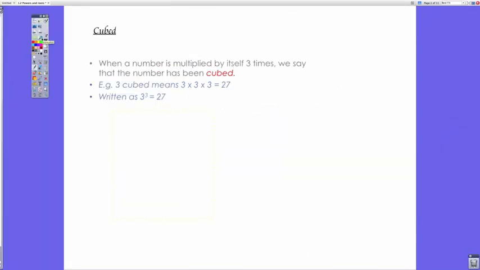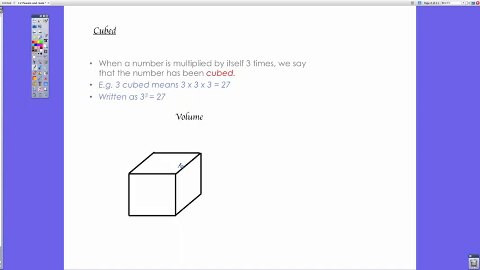We also have the term cubed. When a number is multiplied by itself 3 times, we can say that the number has been cubed. So for example, 3 cubed means 3 times 3 times 3, which is equal to 27, and that's written as 3 with the little 3 on the top, which, as we said, is 27.